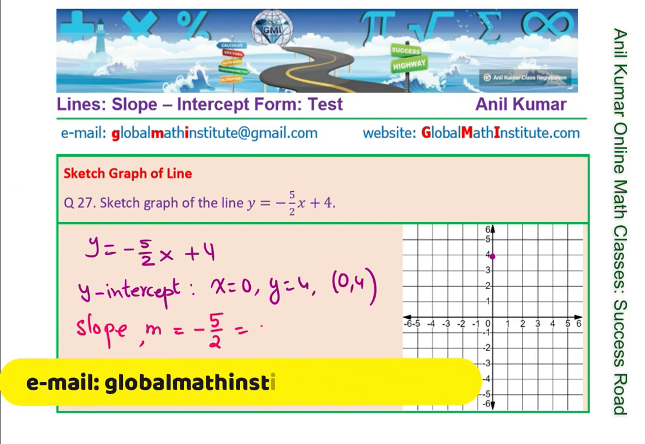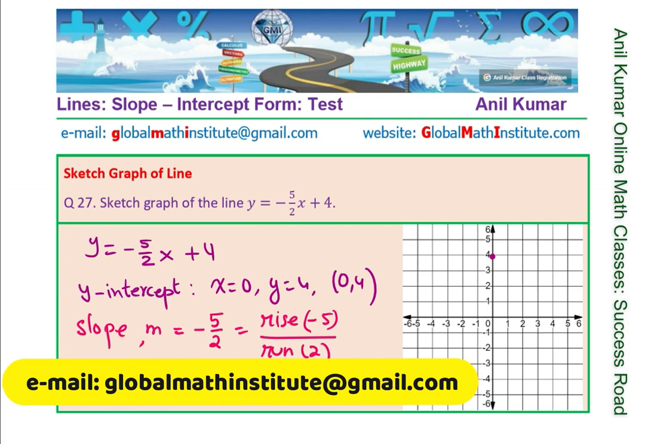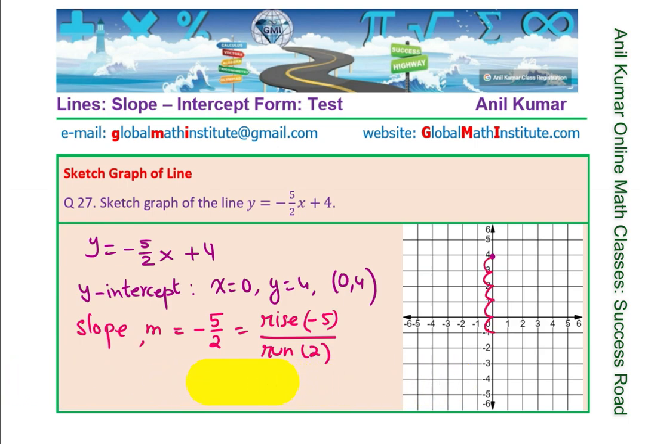That means this is like a rise of minus 5, right? And we have a run of plus 2. Means from this point, I go down 5 units, right? 1, 2, 3, 4, 5, correct? And then a run of 2 means 1, 2. So I get my next point. You get the idea. So that is how I can get the next point.